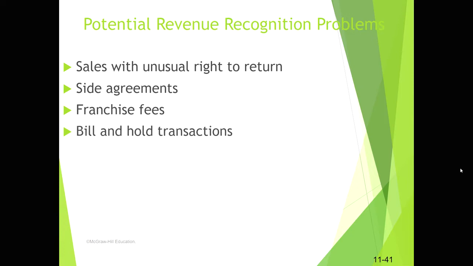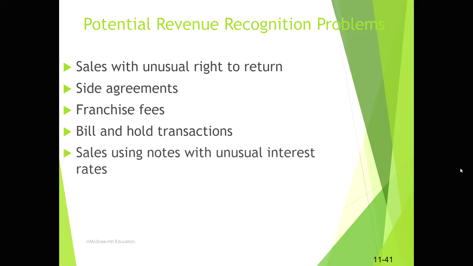Bill and hold transactions would be a situation where your client is billing their customer for something, but they're actually not shipping out the product yet, right? And so they're just trying to inflate revenue, and so as soon as they get an order, for example, they're going ahead and booking revenue, but obviously they haven't earned it yet, right? So that's the problem. You could potentially have situations in terms of payment being done with notes with these unusual interest rates, and then just in general, long-term construction contracts have lots of potential revenue recognition problems.